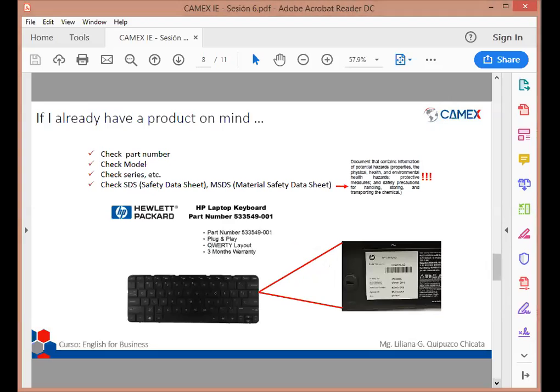Now, what happens if I already have a product in mind? Let's say I went to Saga and I find this keyboard that is from a laptop, but I just need the keyboard because I want to sell just the keyboard as an accessory, as a replacement. So what I could find is, on the back of the product or on the back of the box, this kind of sticker that is going to have all the information.